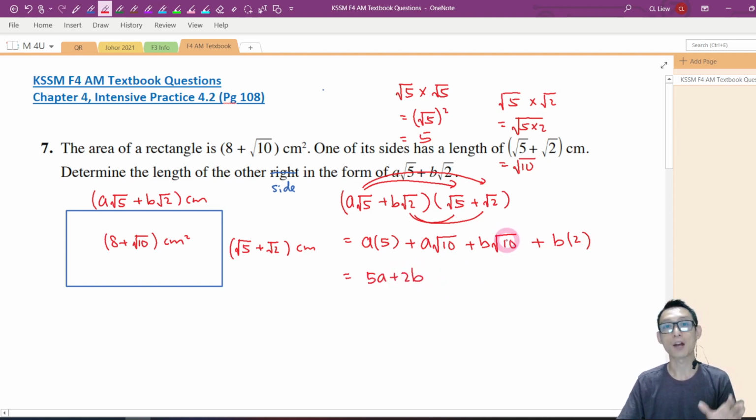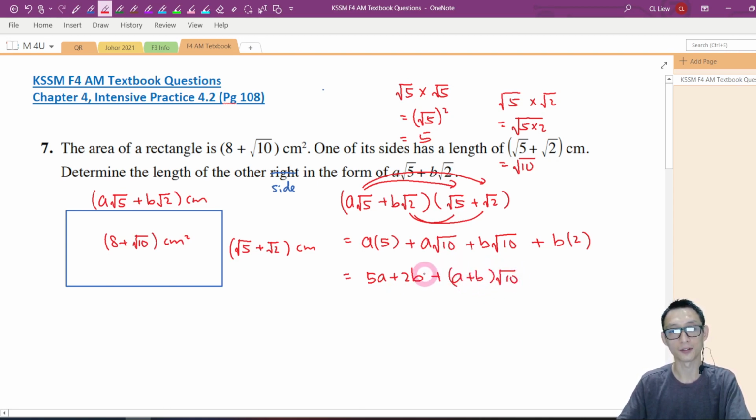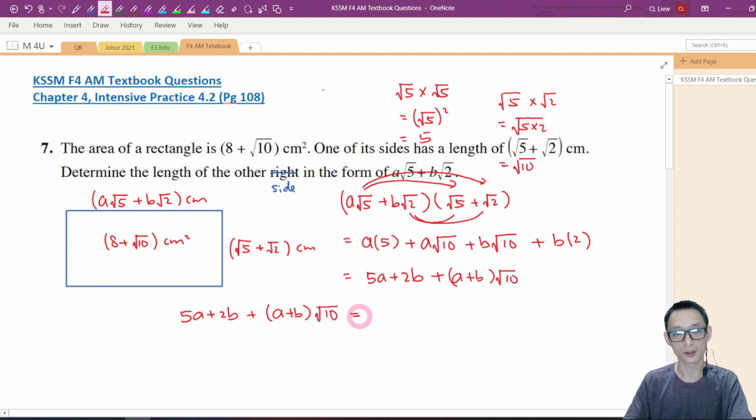Okay, so here I have square root of 10, here I have square root of 10 as well. I'm going to factorize out the square root of 10: a plus b times square root of 10. Okay, this is the area of this rectangle. And the question tells us that the area of this rectangle is equal to this. Means that this is actually equal to this, right? Okay, 5a plus 2b plus a plus b times square root of 10 is equal to 8 plus square root of 10. Then we compare both sides.